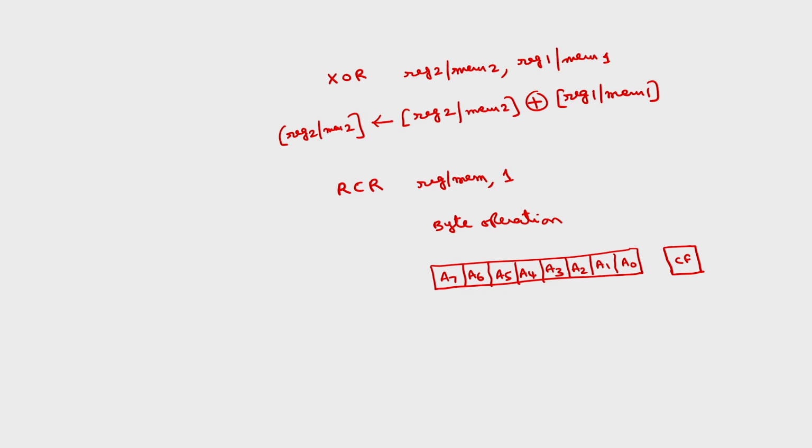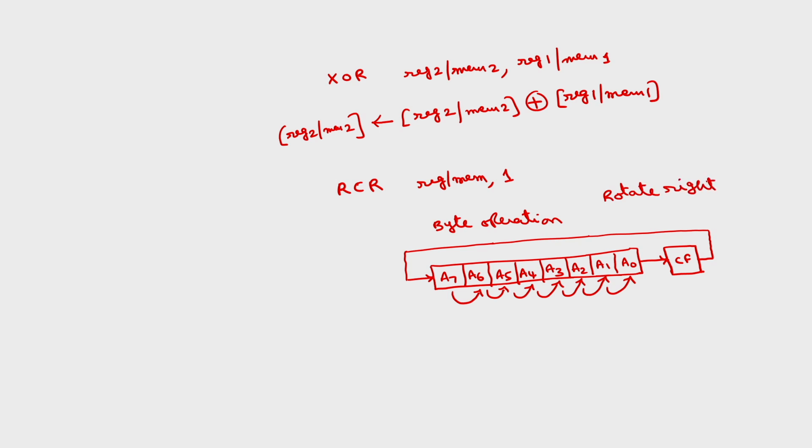So, this is going to shift the contents of this one towards right by 1 bit position. In that, the contents of A7 will be shifted to the A6 position, A6 to A5, A5 to A4, A4 to A3, A3 to A2, A2 to A1, A1 to A0, A0 will go to the carry flag and the carry flag contents will go to A7. This operation is called rotate right through carry.